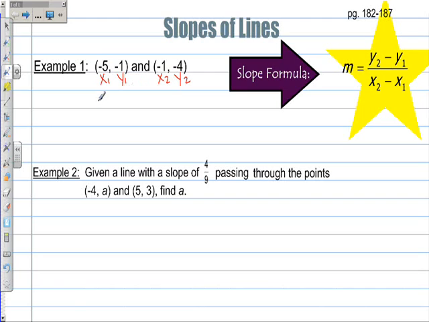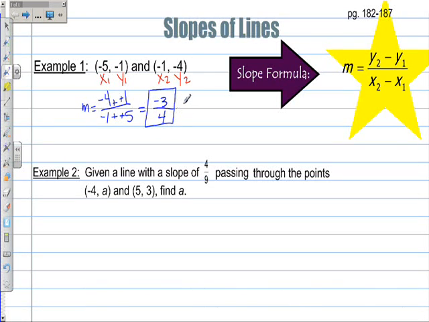y2 is -4 minus y1 is -1, divided by x2 is -1 minus x1 is -5. Well, we can see minus a negative becomes plus a positive. -4 plus 1 is -3, divided by -1 plus 5, which is 4. So your slope, m, is your variable for slope. Your slope is going to be -3/4.